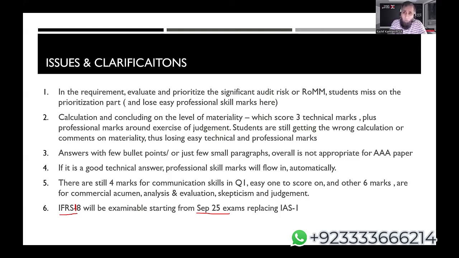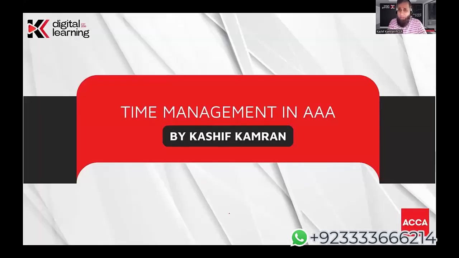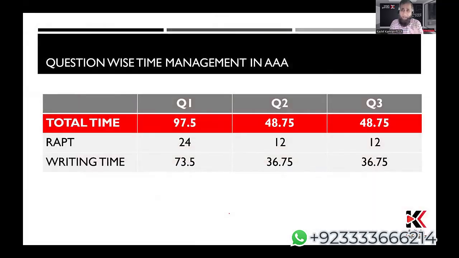I hope you will note them down, you will follow them, and that will contribute immensely to your success in the upcoming exam. Now, one last thing, time management. Even though I've spoken of this so many times in my previous webinars, I just want to reinforce it. This is the grid I always give to my students, and you must be habitual of this if you're repeating the AAA paper and if you've watched a couple of my previous webinars. Question number 1, the total time is 97.5 minutes. Of that, 24 minutes is to read and plan, and 73.5 minutes is to write.